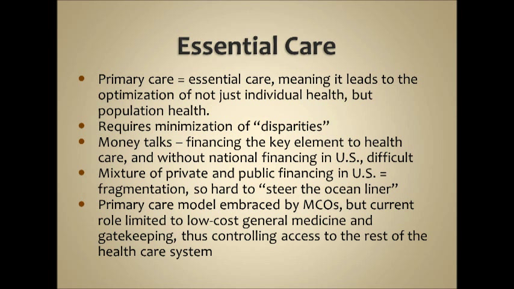It requires the minimization of disparities. So if you have people who are racial minorities who are not getting health care, or they're getting crappy health care that's not affecting the essential care, that's not moving the needle of their population, that's a disparity, and we need to look at that. Money talks. Financing is the key element to healthcare, and without national financing in the U.S., it's pretty difficult to work out this essential care. If so many people don't have insurance, how do we make sure that their individual health is contributing to the optimization of population health? You can't.